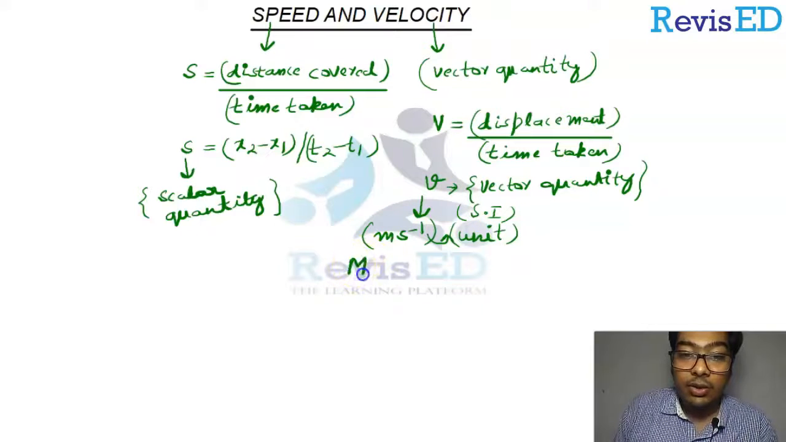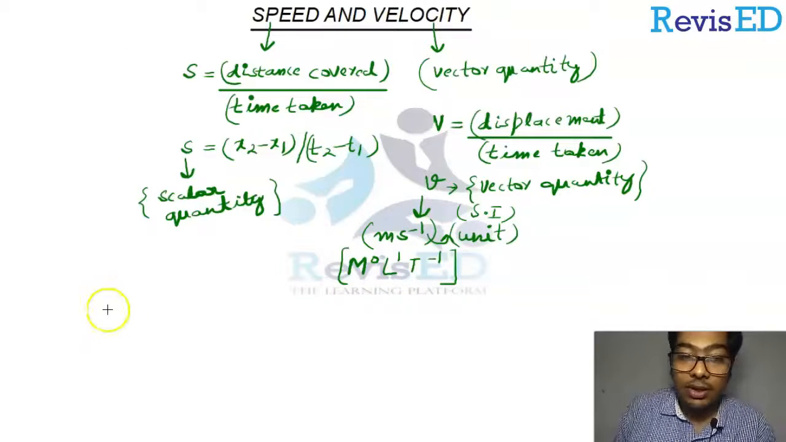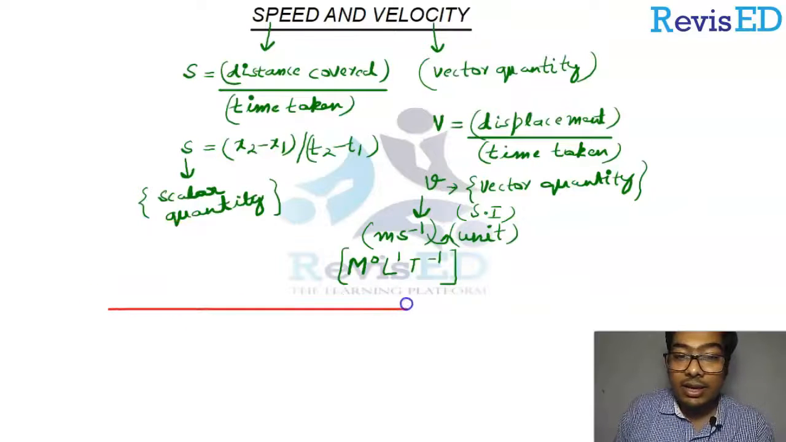Let us write the dimensional unit of velocity. This is mass to the power 0, length L to the power 1, and time T to the power minus 1. So this is the dimensional unit of velocity. Let us understand this with an example of motion in one dimension, where speed and velocity are the same.